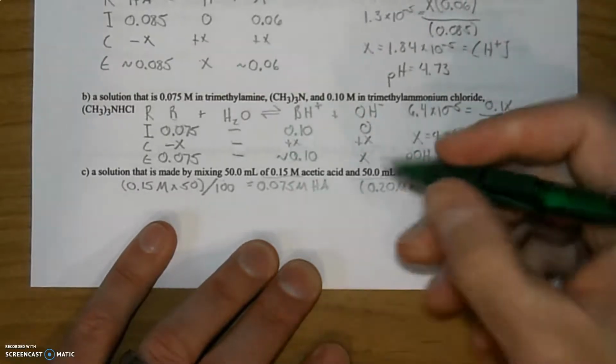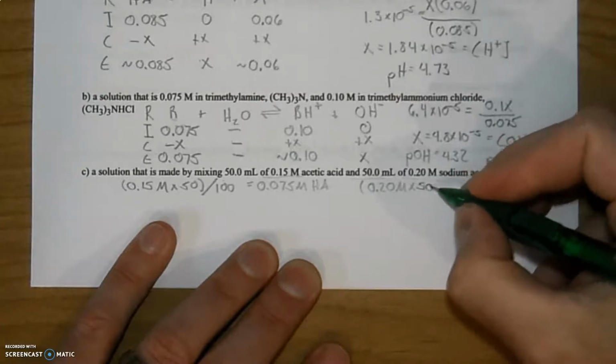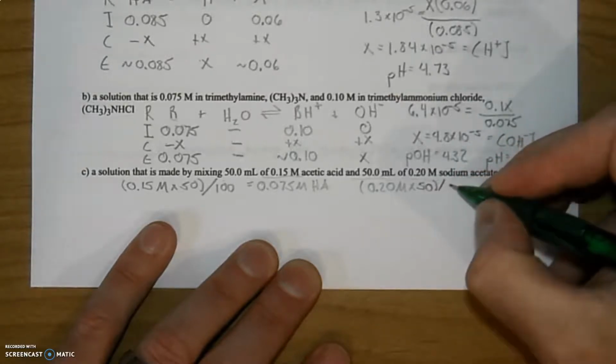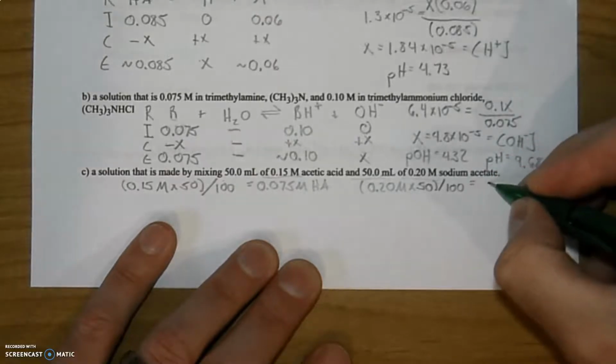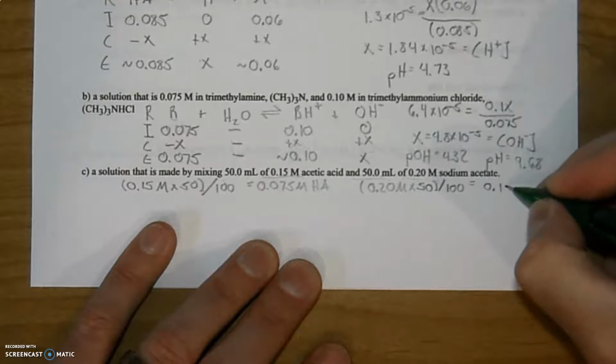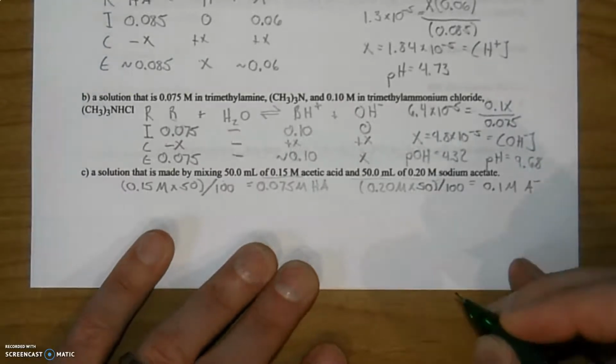I'll do the same process for the other, which is 0.20 molarity times 50 mL, so I was going to write that out as liters. As long as the units are the same, we can do this. 50 mL, and divide it by the total volume again, which is 100, and that gives me 0.1 molarity of the conjugate base.